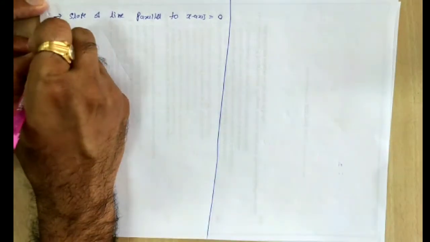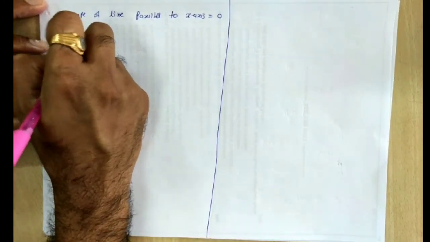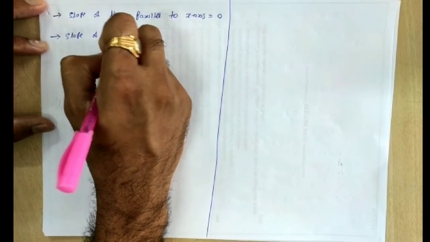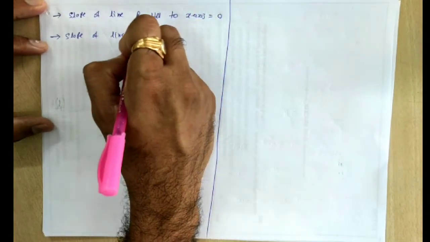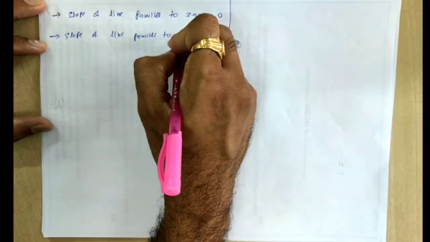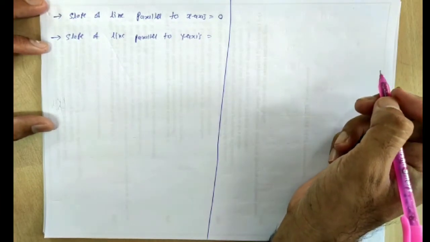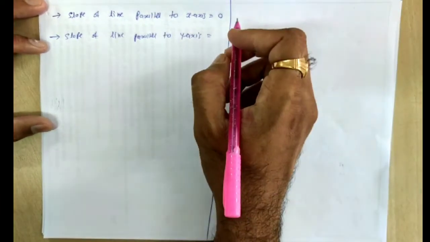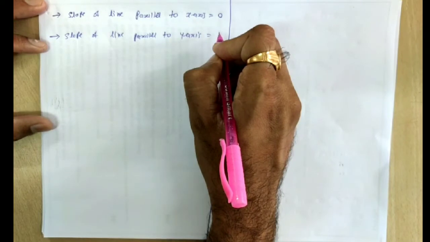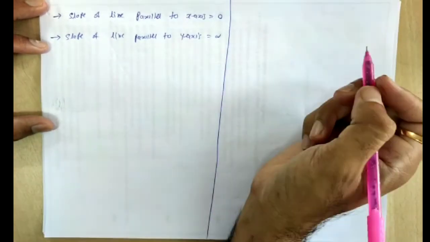And what about the perpendicular line? It means the line is parallel to the y-axis. Slope of a line parallel to the y-axis, Arshita. If the line is parallel to the y-axis, what about its slope? Stavan, it is infinite.